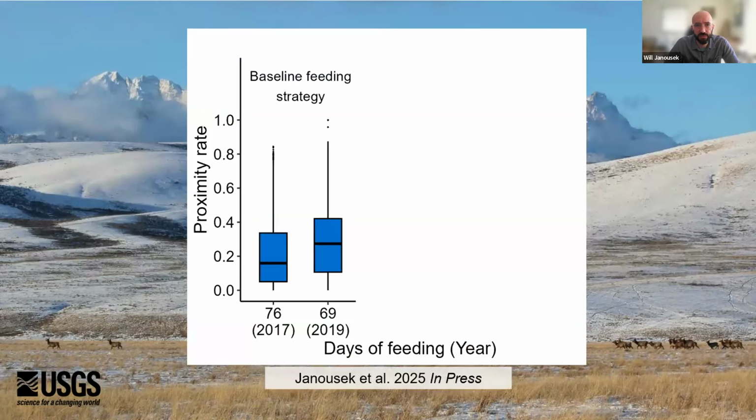And so here's 2 years of the baseline feeding strategy. That's 2017 and 2019. On the x-axis, you can see the number of days that were fed that year. And the proximity rate, another way to think about that is if a proximity rate of about 0.2 would be essentially that any given pair of elk are spending about 20% of a day within a close distance of each other, so have potential to interact. For reference, here's 2018 where there was no feeding on the refuge. You can see that the proximity rate is lower as expected.